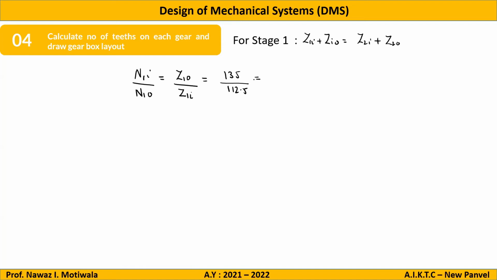The ratio is 1.2. So from here, what I will get is Z1O is equal to 1.2 times Z1I. And now let this be equation number 1. Now, what can we do for the second one?